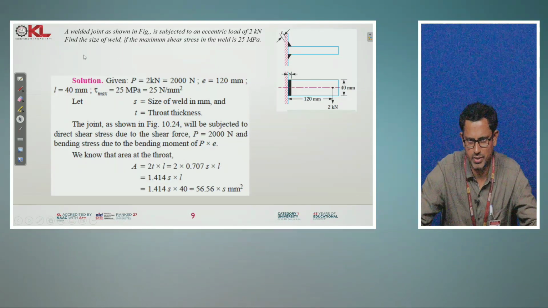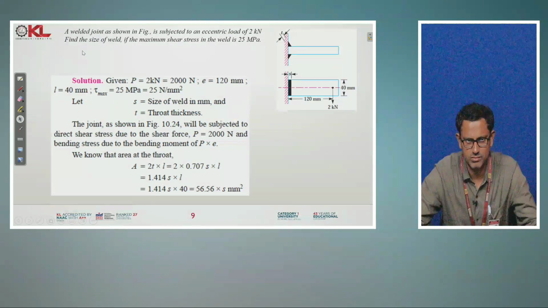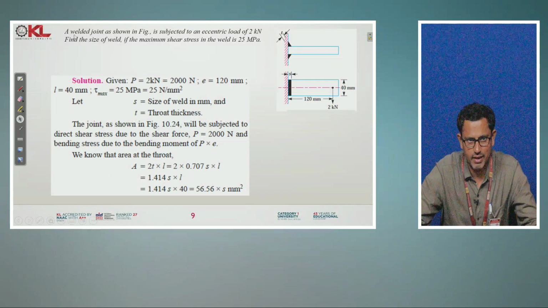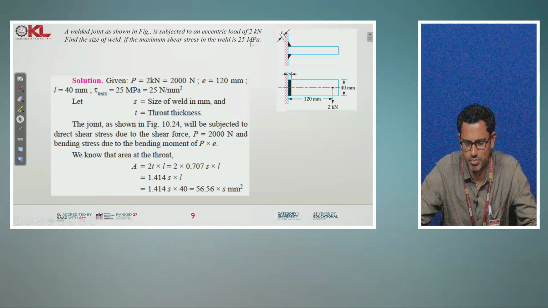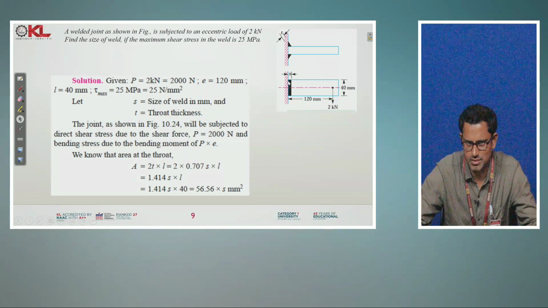So let's see one problem on this. A welded joint as shown in the figure is subjected to an eccentric load of 2 kilonewtons. Now they are asking you to find the size of the weld if the maximum shear stress in the weld is 25 megapascals. They have given the maximum allowable. Since it is a double transverse weld, the area is 2 times T into L, where T is 0.707 into S into L. S is the size of the weld, that's what they are asking you to calculate.